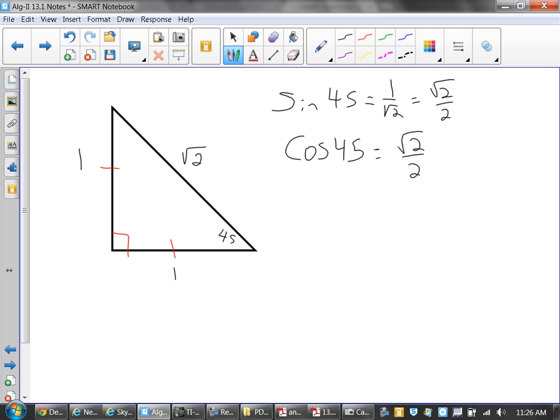Okay? And then lastly, what's the tangent of 45? 1. Okay? So those are your 3 trig functions. What would be the inverses?